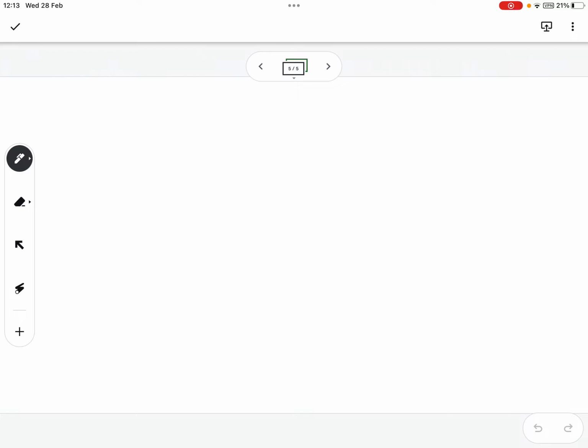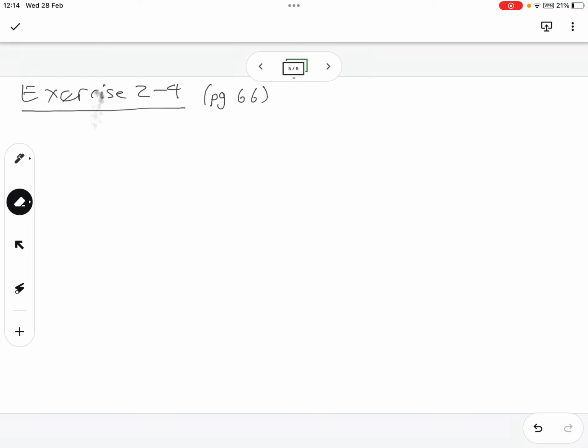Let's do this function number 2. Oh, this is still exercise 2.4, and this is on page 66. Okay. So you see an I looks like an A. Yeah, that it does.